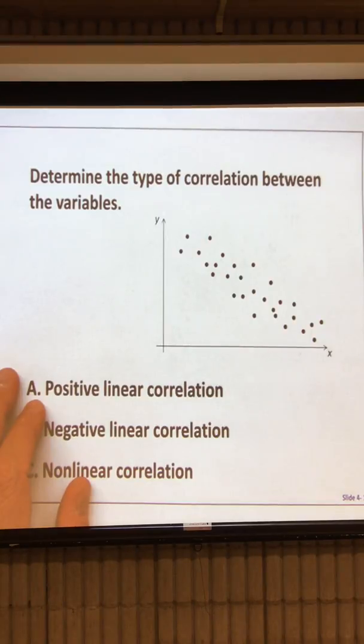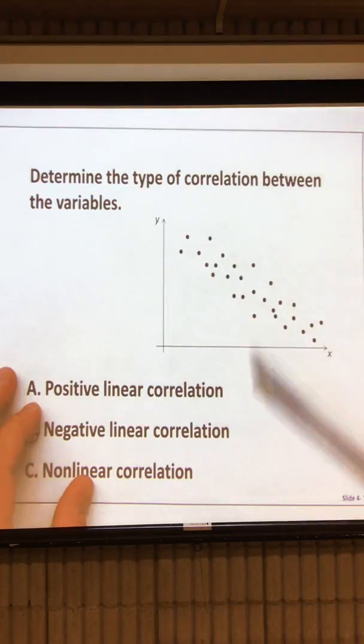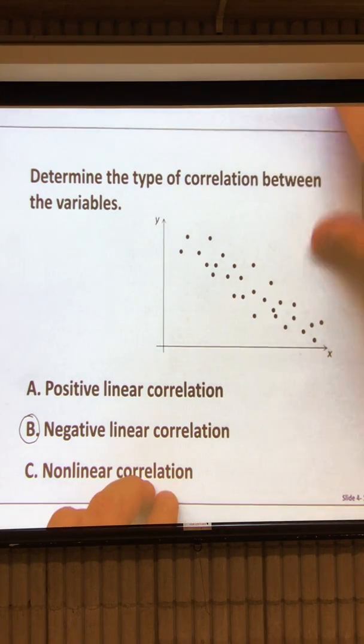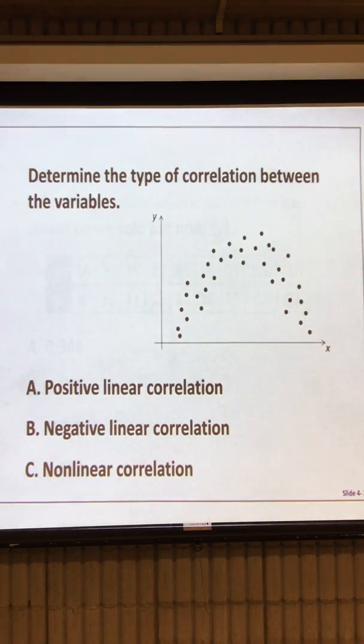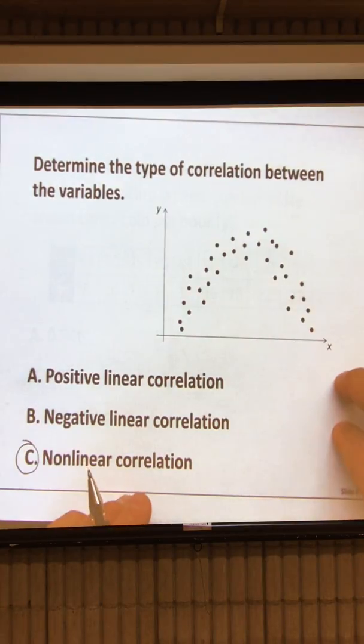Let's go to see the activities for chapter 4. Activity number 1, what kind of correlation do we have between the two variables? As you see, the data go down from left to right, so we have a negative linear correlation between the two variables. Number 2, we don't have a positive or negative linear correlation, we have a non-linear correlation between the two variables.